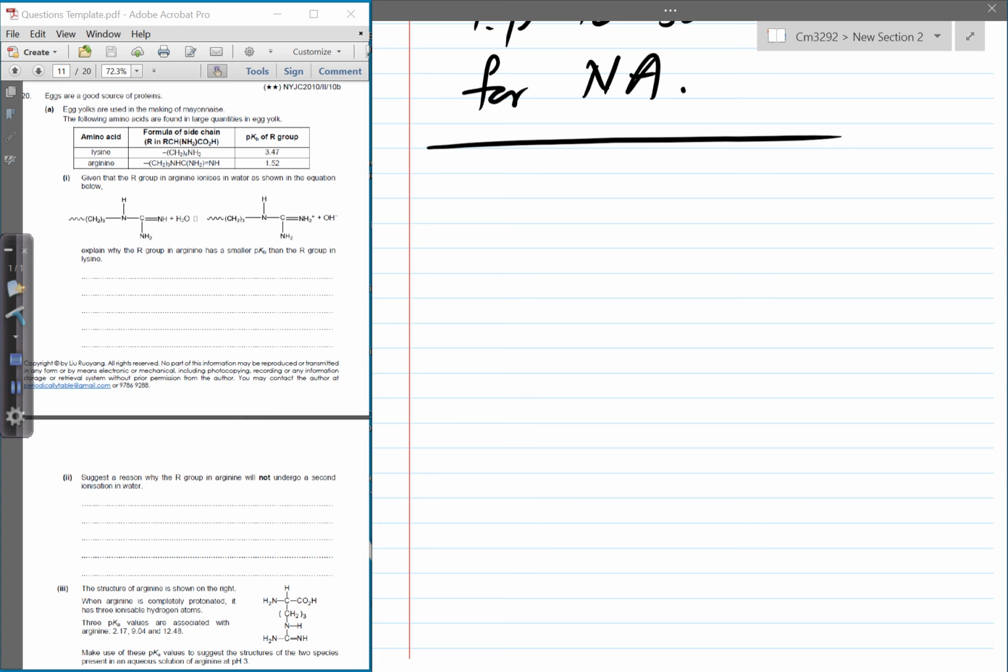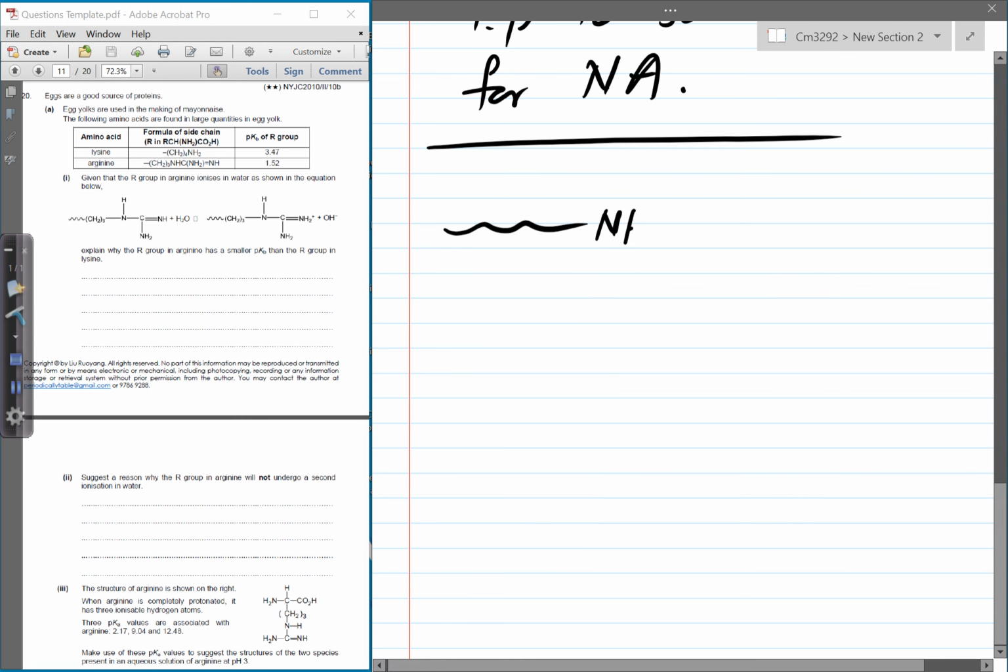What's your answer? A lot of students will say that there are 3 nitrogens, right? So therefore it's more basic, therefore it's a smaller pKb, which is wrong. Right, so what's the reason for the smaller pKb? Remember when we talk about basicity, we talk about availability of the lone pair, right? For this case, if you consider lysine, it's like that. If you look at arginine, it's actually like this.